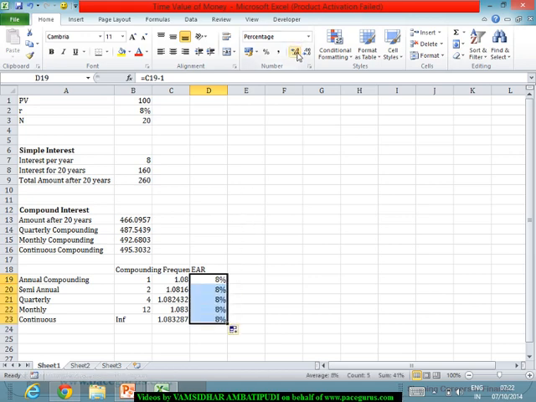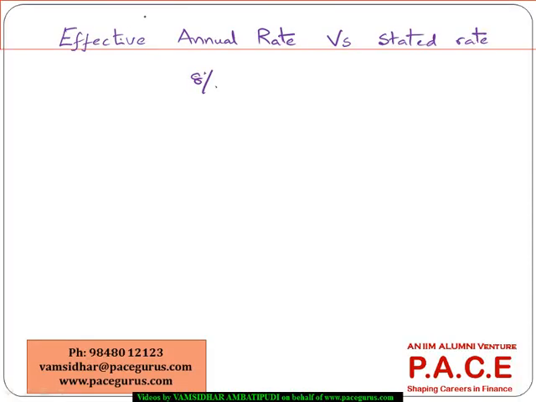In this case, the effective annual rate is still 8%. Whereas when I go with all these, the effective annual rate is different, because at the end of 1 year, I am getting 8.16% extra. Though the stated rate is 8%, what I am really getting is 1.0816 at the end of 1 year, which is equivalent to 8.16% interest. The same logic here, I am getting 8.24, 8.3, 8.33. And these percentages are typically called effective annual rates.